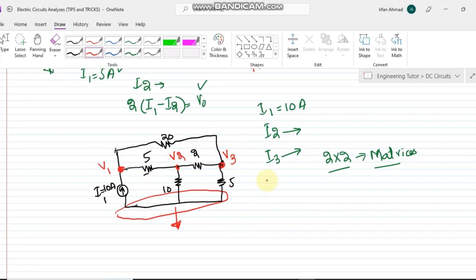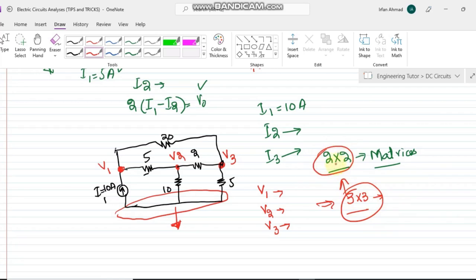First of all, I have to use node 1 and find the equation for node 1 in terms of the voltage. Similarly, we have to find the equation for V2, and similarly V3, and at the end, if we have to solve the equations by using matrices, we will have a matrix of dimension 3 by 3. It will be very difficult to solve matrices of 3 by 3 instead of matrices of dimension 2 by 2.